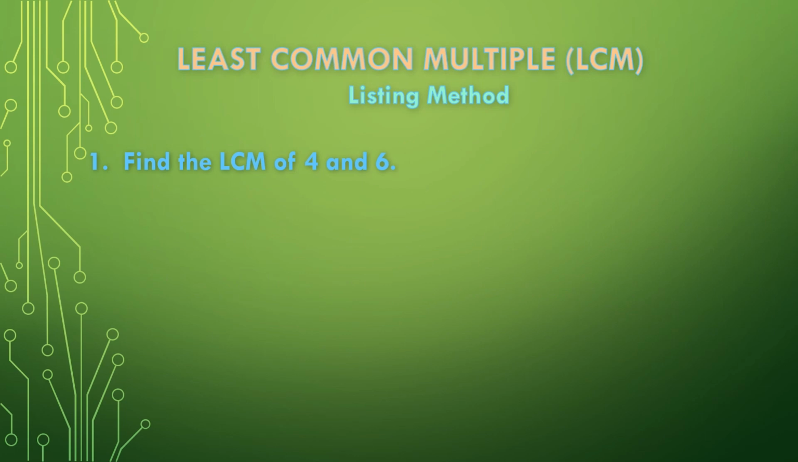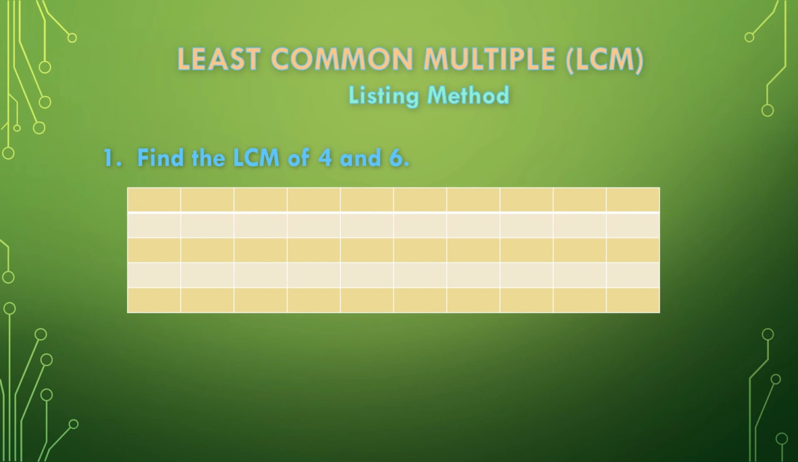Let's find the LCM of 4 and 6 using the listing method. Let's write down 4 and 6. Let's start with 4. So the multiples of 4 are 4, 8, 12, 16, 20, until 36. Anyway, we can just extend the number later if we still can't find the common multiple. Let's now move on to 6. The multiples of 6 are 6, 12, 18, 24, 30, 36, and so on.